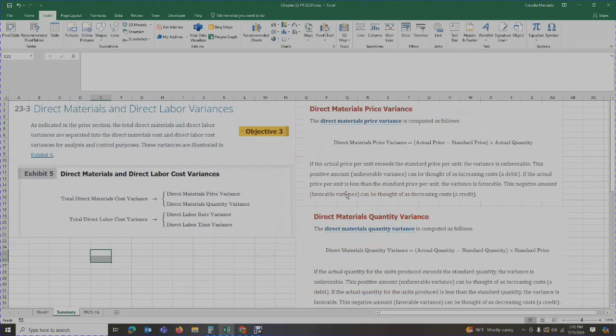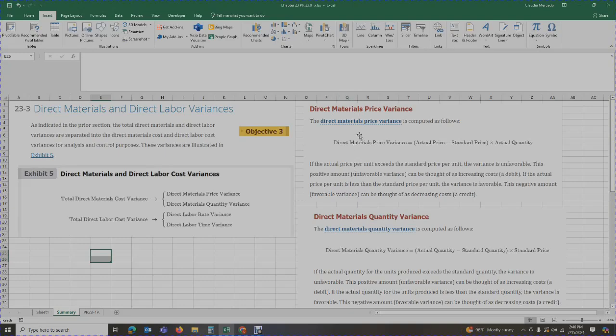Now the next section is important. If the actual price per unit exceeds the standard price per unit, the variance is unfavorable. That means my pricing for my materials came in higher than what I anticipated or budgeted. If you get a positive number, that is an unfavorable variance, and that means you spent more than what you anticipated. If the actual price per unit is less than the standard price per unit, then that's a favorable variance. If you get a negative number, that means you've got a favorable variance, which means your costs were less than what you anticipated.